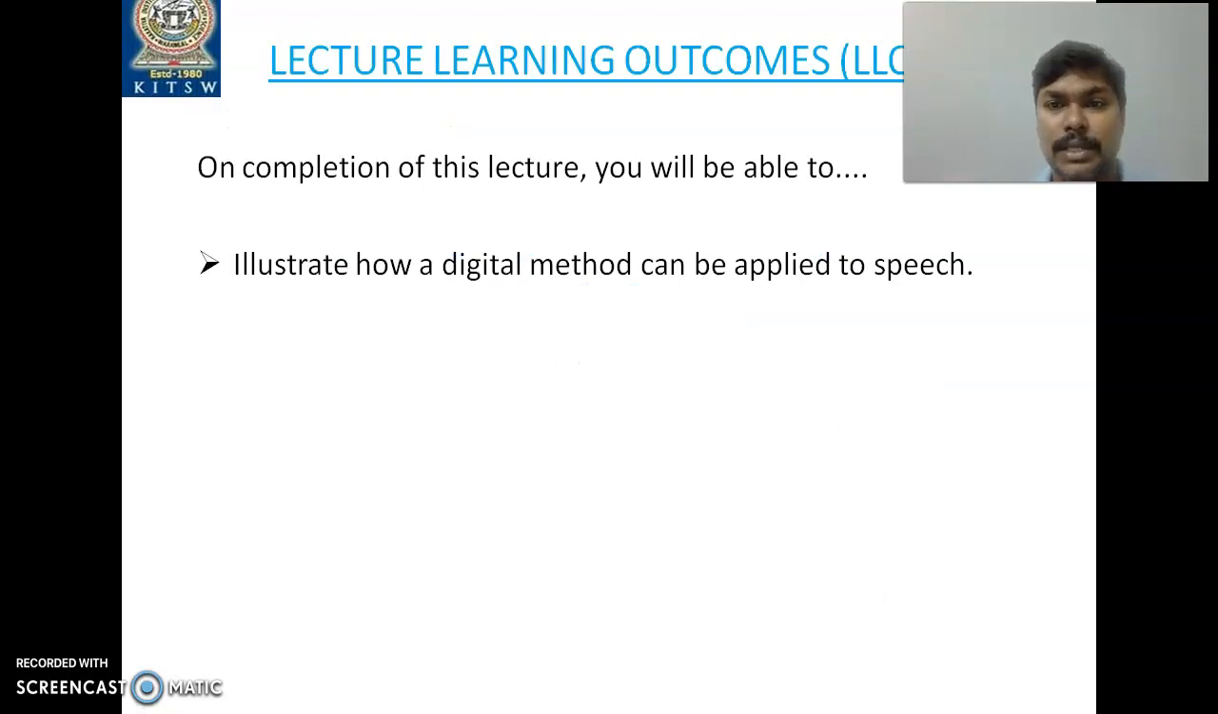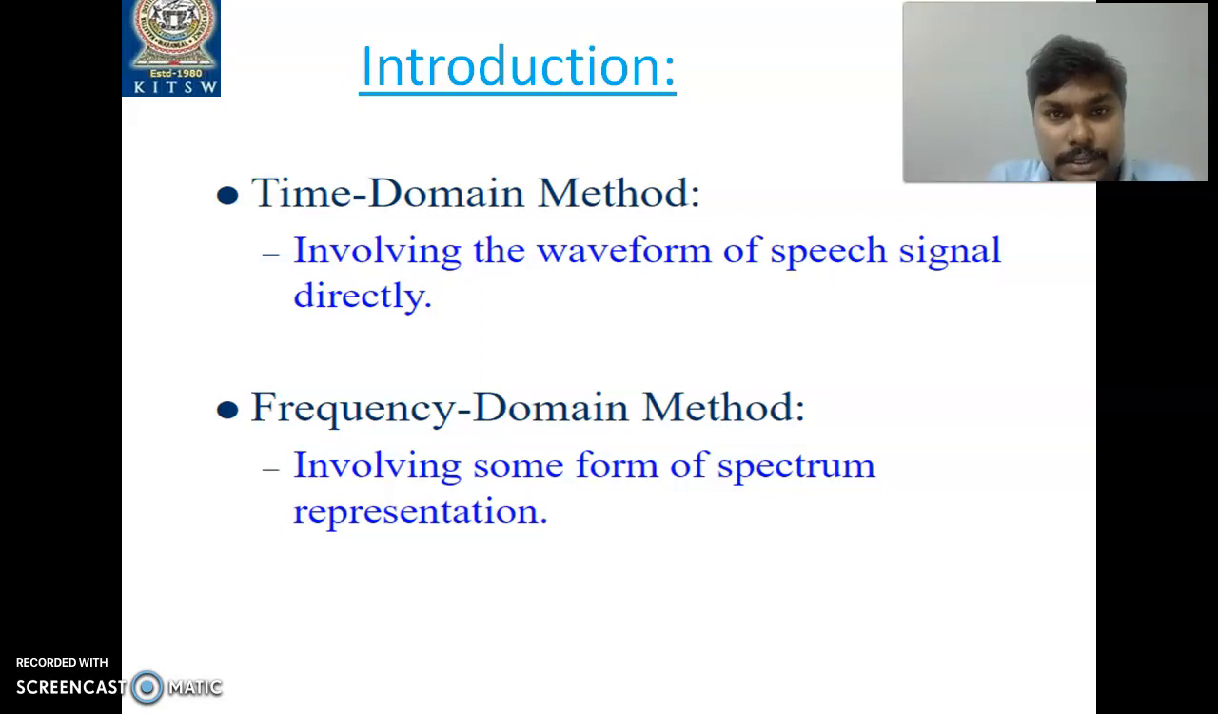On completion of this lecture, you'll be able to illustrate how a digital method can be applied to speech with the help of short time energy. The time domain method involves the waveform of the speech signal directly, which we already know about. The frequency domain method involves some form of spectrum representation.